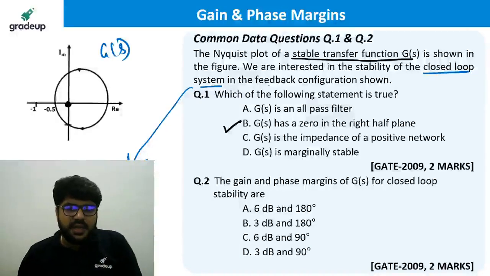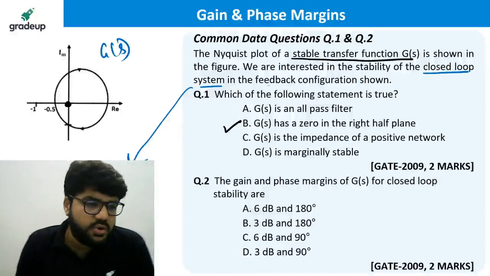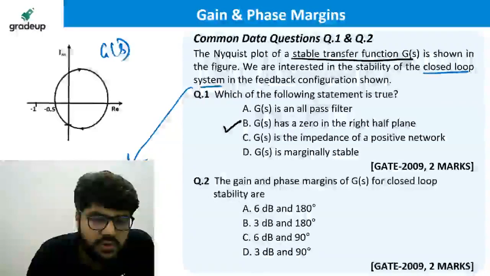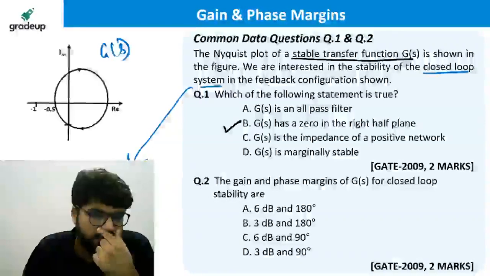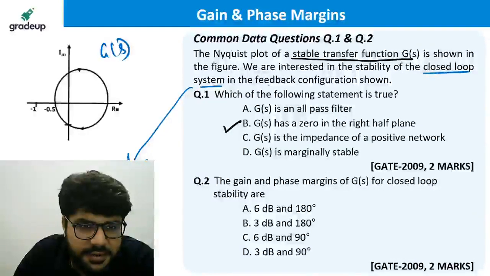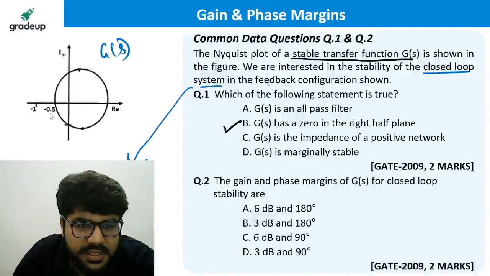Okay. Now the gain and phase margin for the closed loop stability. From this only you will be able to say the gain and phase margin also. Let me take it separately. Just a second. इसको हम अलग से ले लेते हैं यहाँ पे.